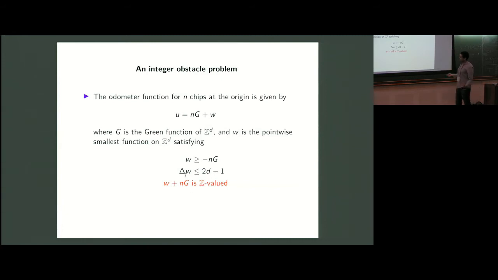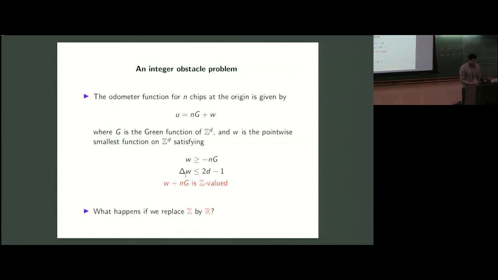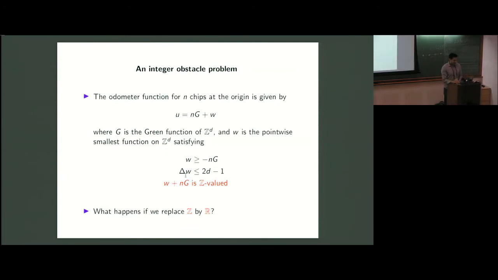And so this is the classical obstacle problem, and then this last condition is what introduces the difficulty: the difference between the obstacle and the solution w has to be integer valued. Okay, and so as I alluded to yesterday, as a first approximation to these problems, you should replace integers by reals and see what happens.